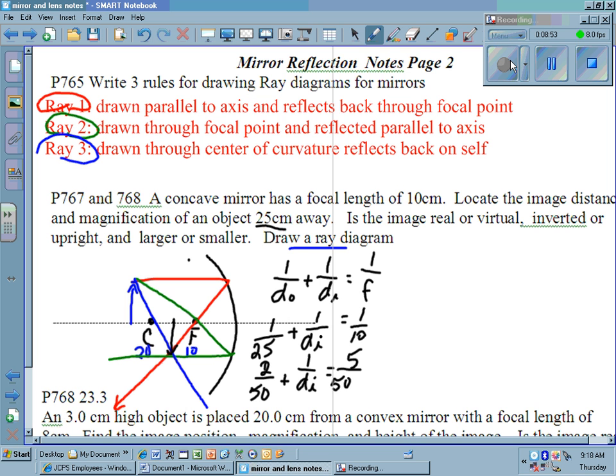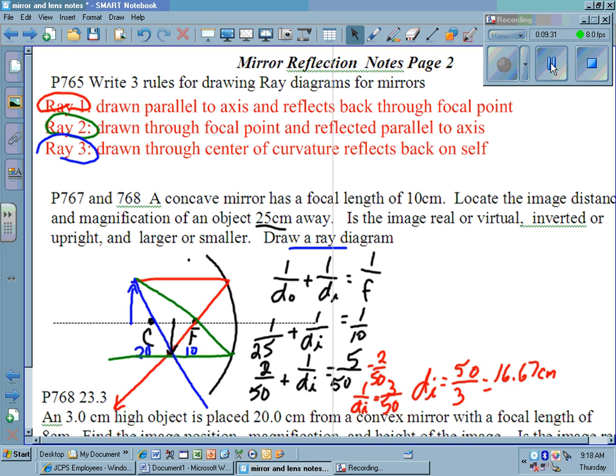I'm going to now subtract 2 50ths from both sides. And so that gives me, oh shoot, I'm running out of room, 1 over di equals 3 50ths. Then what do you have to do? Flip it. So di equals 50 over 3, which comes out to be about 16.67 centimeters. So if you put your screen 16.67 centimeters away, you will see the picture of that little arrow.